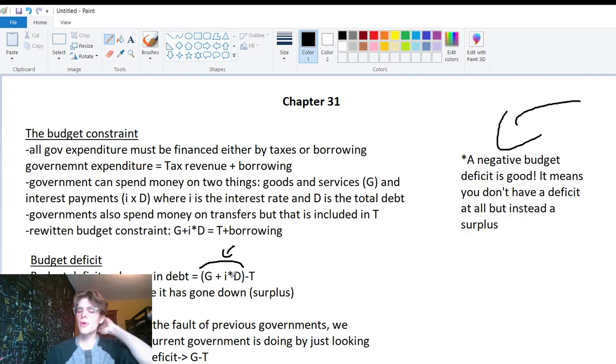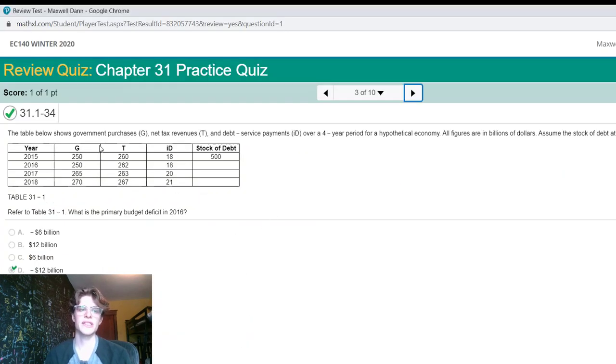But what we want to look at as well is something called the primary budget deficit, because the interest payments, that's from borrowing, and most likely you're paying off the borrowing of previous governments. If you're a new government, you're probably still in debt, but it's not exactly your fault. So we have this thing called the primary budget deficit, which is just G minus T. We get rid of the I times D, and that's to see how well you're doing as a government. So in 2016, it's 250 minus 216. That's actually a surplus. Our tax revenues were greater than our government expenditures. So we had a surplus of 12 billion, or a primary budget deficit of negative 12 billion.